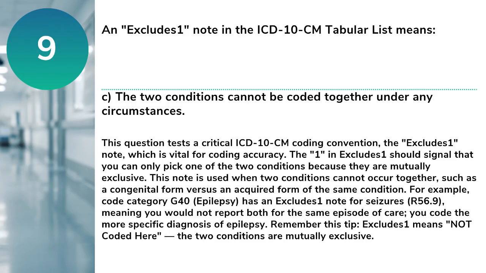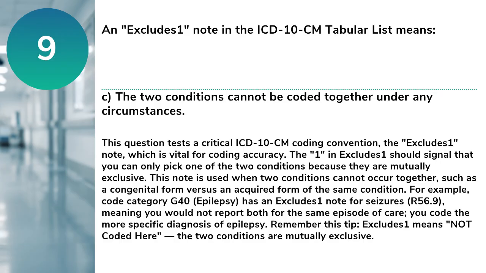Answer: C. The two conditions cannot be coded together under any circumstances. This question tests a critical ICD-10-CM coding convention, the Excludes1 note, which is vital for coding accuracy. The "1" in Excludes1 should signal that you can only pick one of the two conditions because they are mutually exclusive. This note is used when two conditions cannot occur together, such as a congenital form versus an acquired form of the same condition.